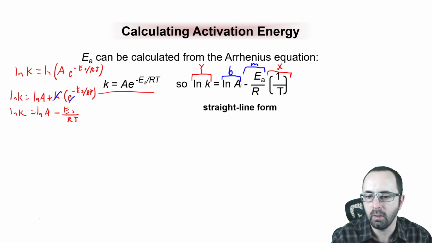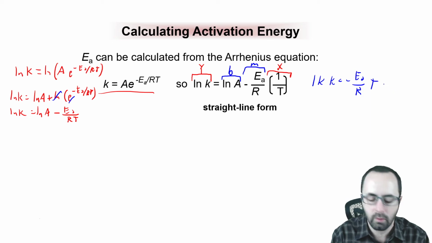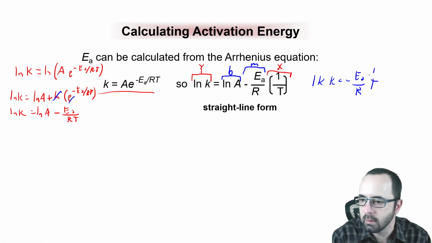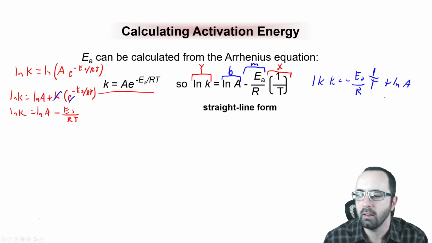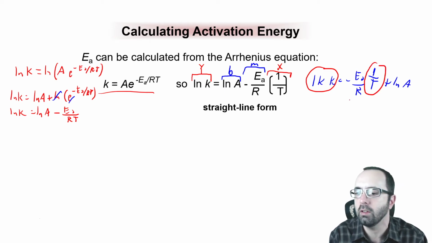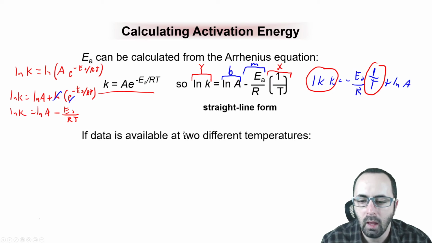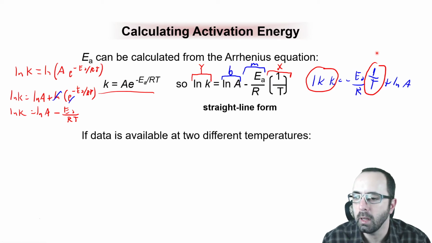Okay. If it makes you more comfortable, we can reverse where the natural log of A is. We can say ln of K equals negative EA over R, times 1 over T, plus the natural log of A. So the natural log of A is the b. Again, the ln K here is the y, the 1 over T is the x, and then the negative activation energy over R is the slope, and the natural log of A is the y-intercept. And so that's the way we can determine it graphically.